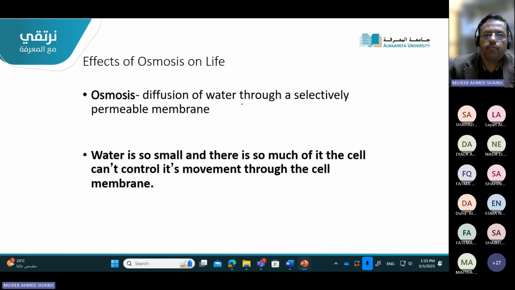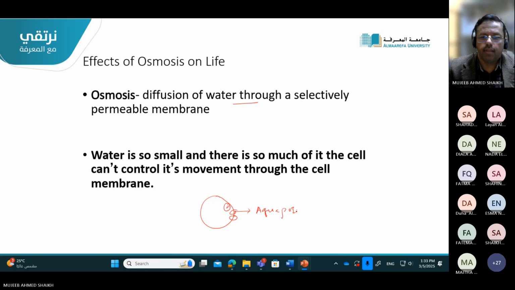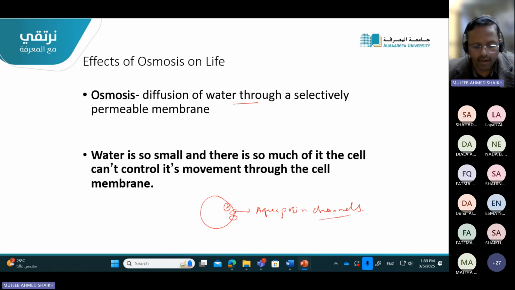So osmosis is nothing but diffusion of water through a selectively permeable membrane. Water is so small, and there is so much of it in the cell, that the cell cannot control its movement through the membrane. But there are also some channels for water, known as aquaporin channels. Aqua means water. You will learn about it in the kidney and endocrine block, what these are and their importance. So water is moving into and out of the cell through the aquaporin channels.